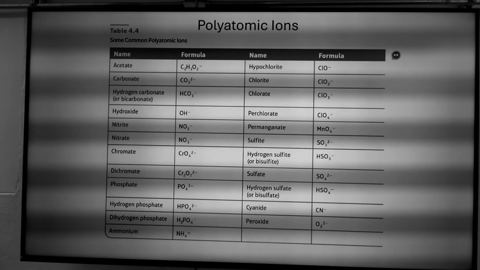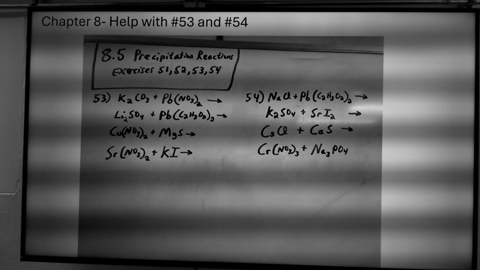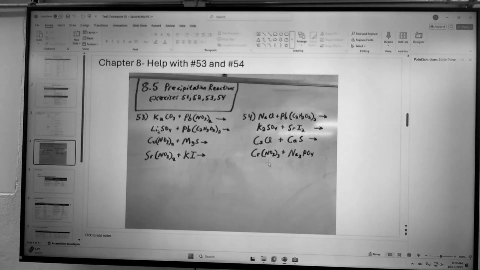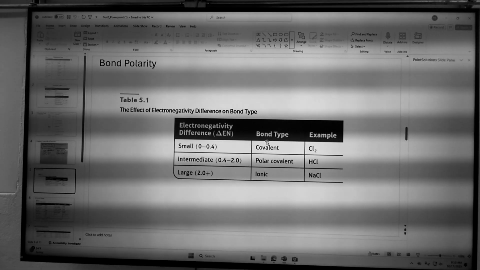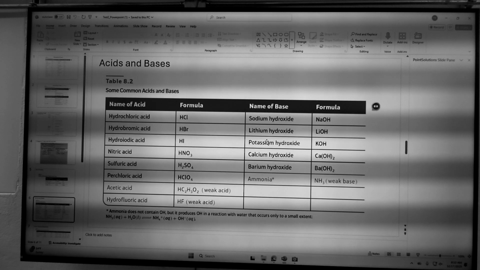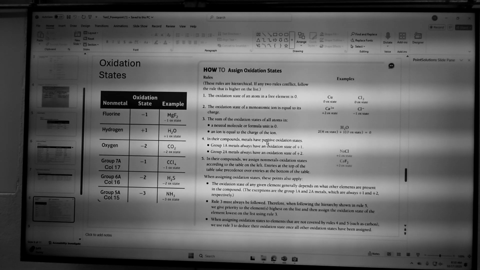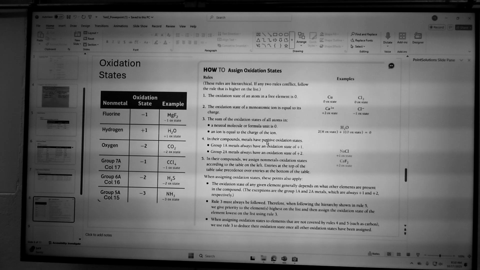So in this PowerPoint that I've been building, this is all the stuff I said I'd give you on the test. So there's the stuff on polarity. There's the acid base, gas evolution reactions. So this is what your book gives you on how to assign oxidation states.